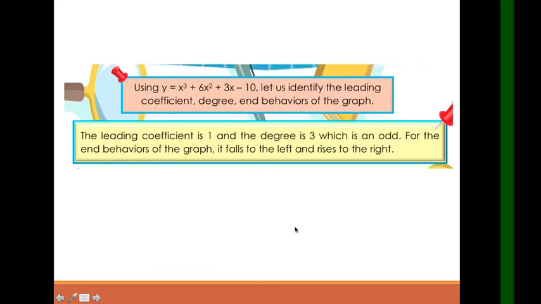Now, proceed tayo. Using y equals x cubed plus 6x squared plus 3x minus 10, let us identify the leading coefficient, degree, and the behavior of the graph. The leading coefficient is 1, and that is greater than 0. And the degree is 3, which is odd. For the end behavior of the graph, it falls to the left and rises to the right. So pag ganito yung graph niya, falls to the left and rises to the right.